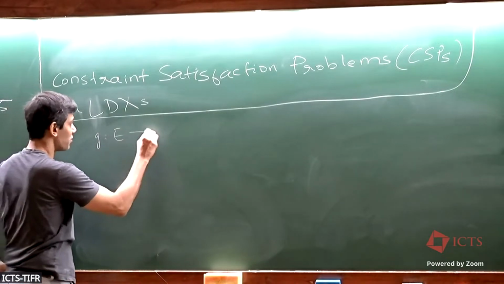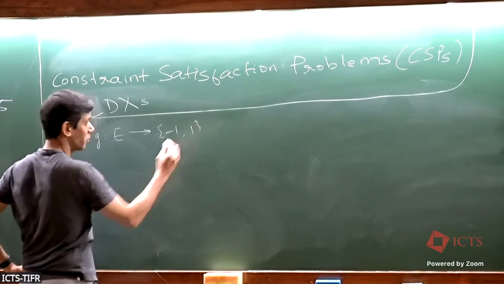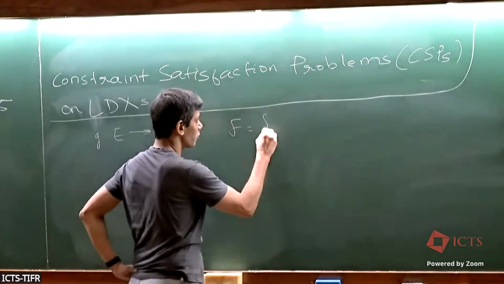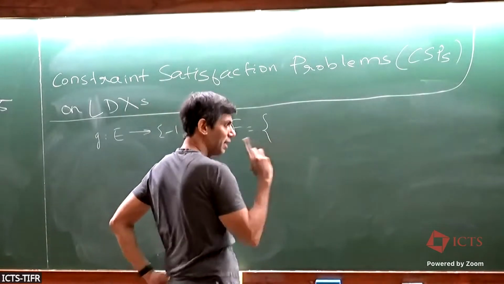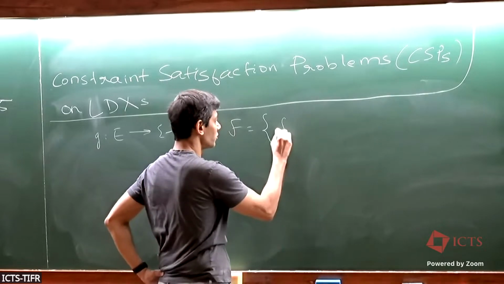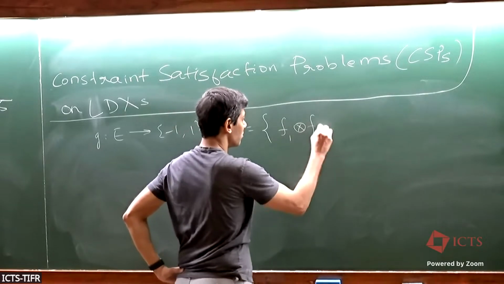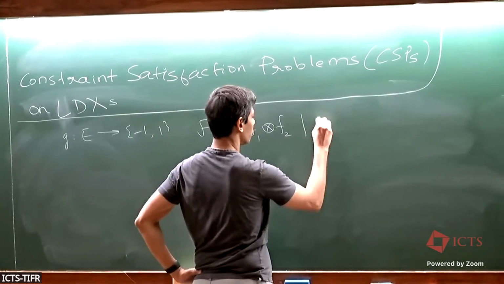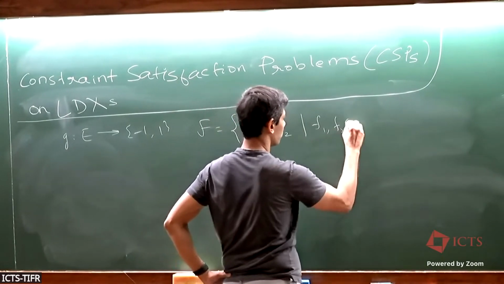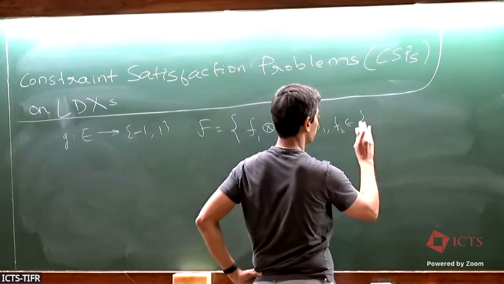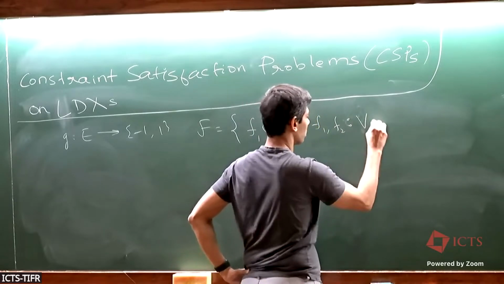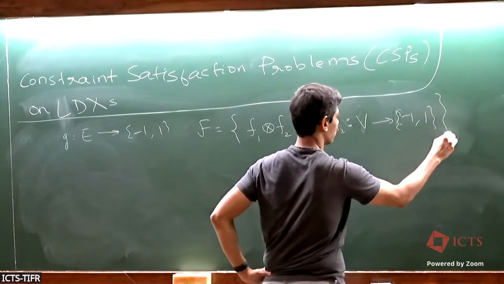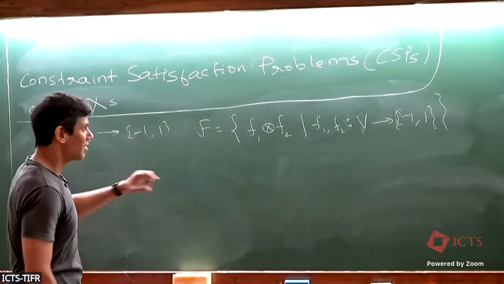It's a function from edges to -1, 1. I mean, it doesn't have to be -1, 1 exactly. We take a function class F to be, I'm going to take it slightly more general than what we need. So I'm going to take it as an asymmetric version of that. And the reason for that is algorithmic.